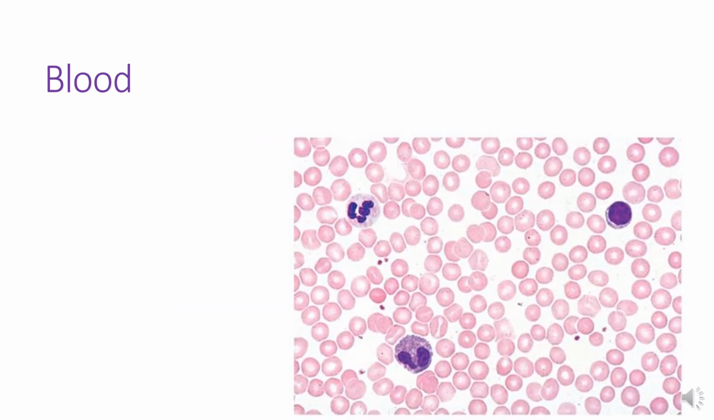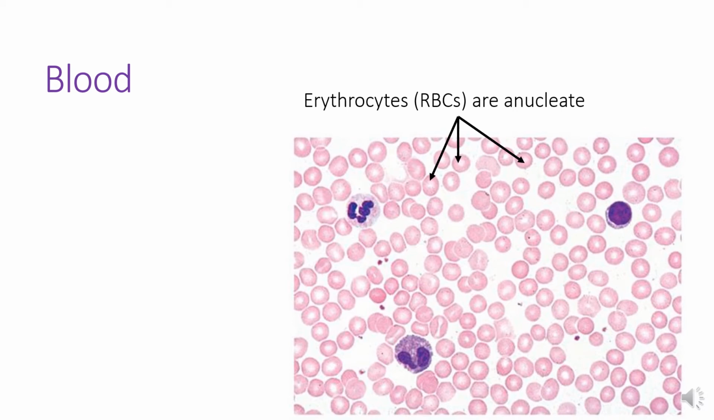The other special connective tissue is blood. And blood is special because of, well, some special cells that we find in there. Like, most of blood is made of cells called erythrocytes, commonly referred to as red blood cells. Something that's special about erythrocytes is that they are anucleate. They don't have a dark staining nucleus in them, which makes them different than other cells that we find in the body.